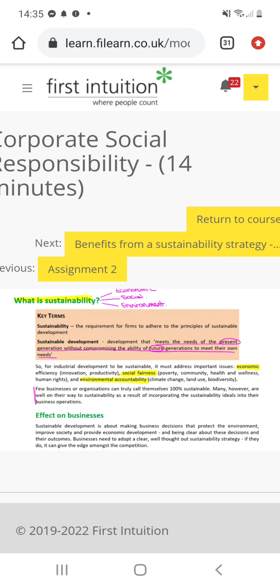Few businesses or organisations can truly call themselves 100% sustainable. Many, however, are well on their way to sustainability as a result of incorporating the sustainability ideals into their business operations. It's a more common and recent trend. We're moving in the right direction and we're a lot better than we were 5 to 10 years ago.